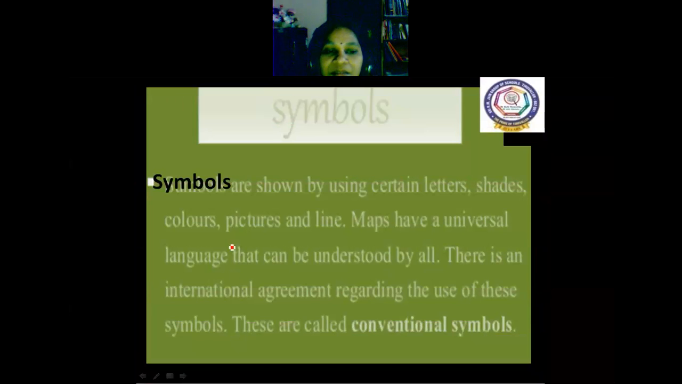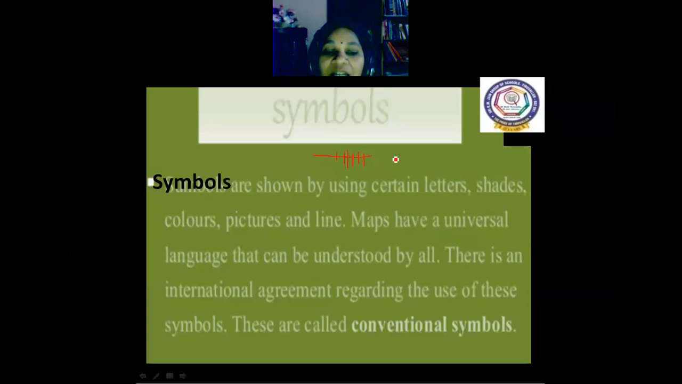Now let's see about the symbols. Symbols are shown by using certain letters, shades, colors, pictures and lines. If we see a railway track in the map, it will be like this. If it shows the oceans, it will be in blue color. Vegetation is green color. Mountain is brown color. And for a school it will show the school symbol.